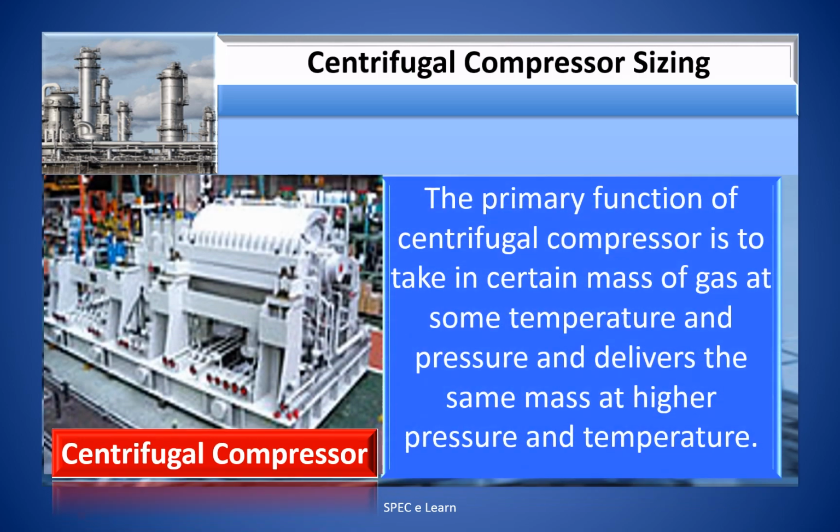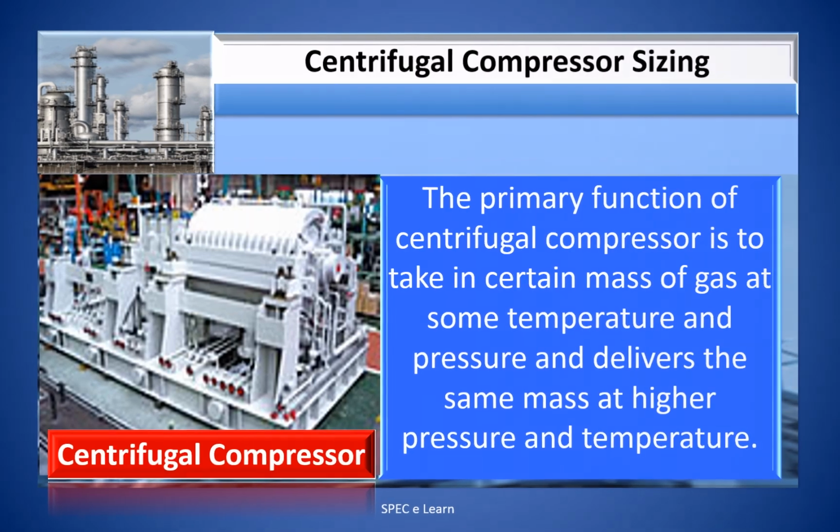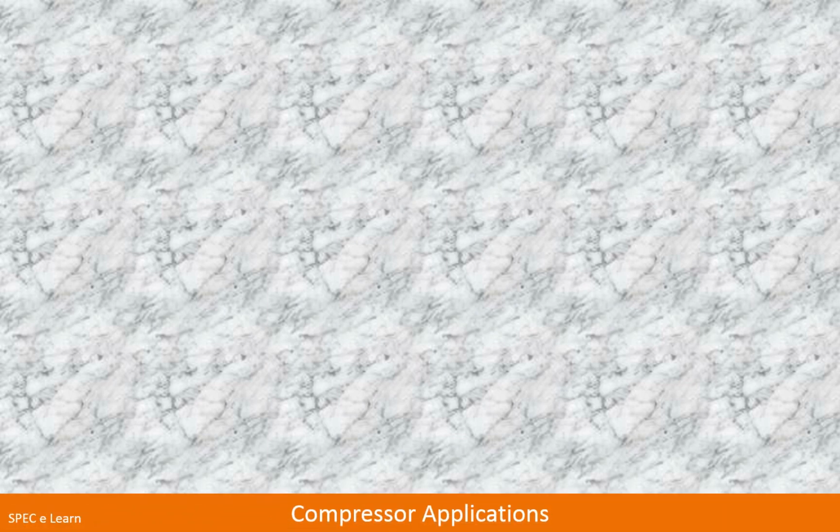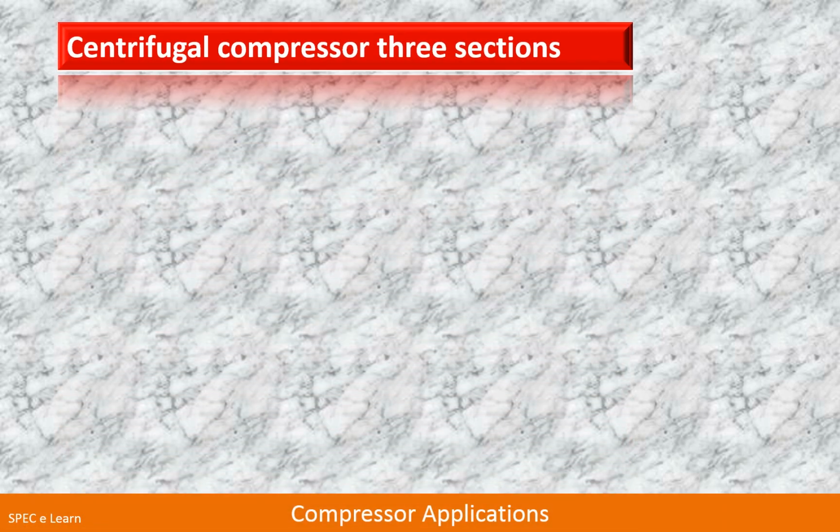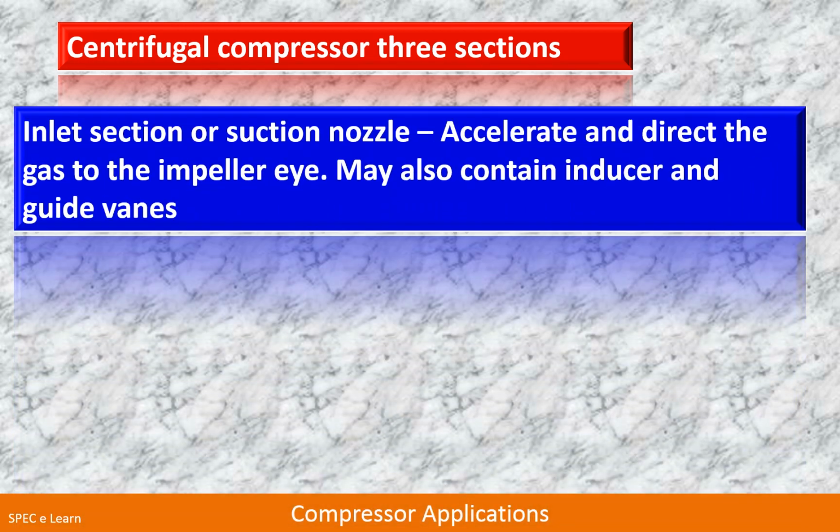The primary function of a centrifugal compressor is to take in a certain mass of gas at some temperature and pressure and deliver the same mass at higher pressure and temperature. The centrifugal compressor has three sections: the inlet section or suction nozzle, which accelerates and directs the gas to the impeller. It may also contain an inducer and guide vanes.